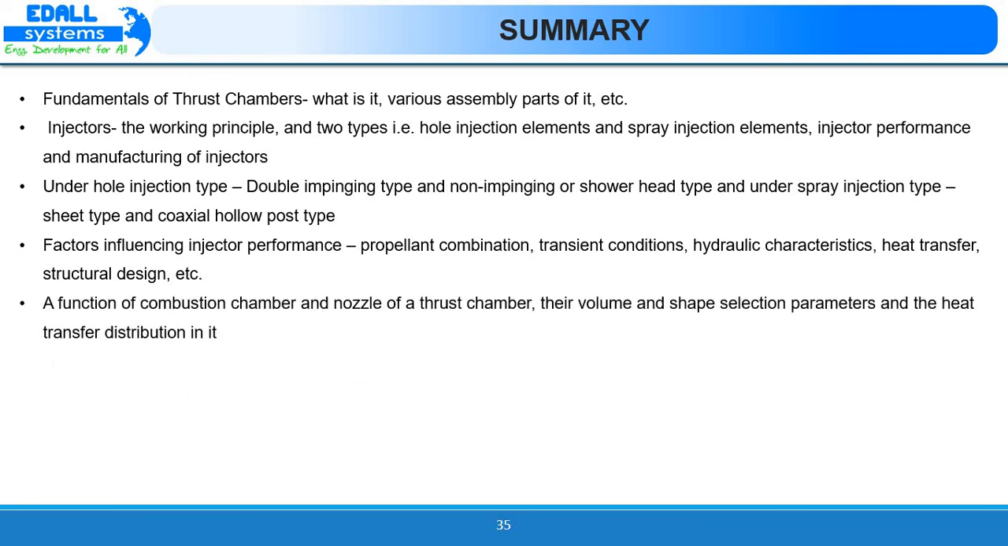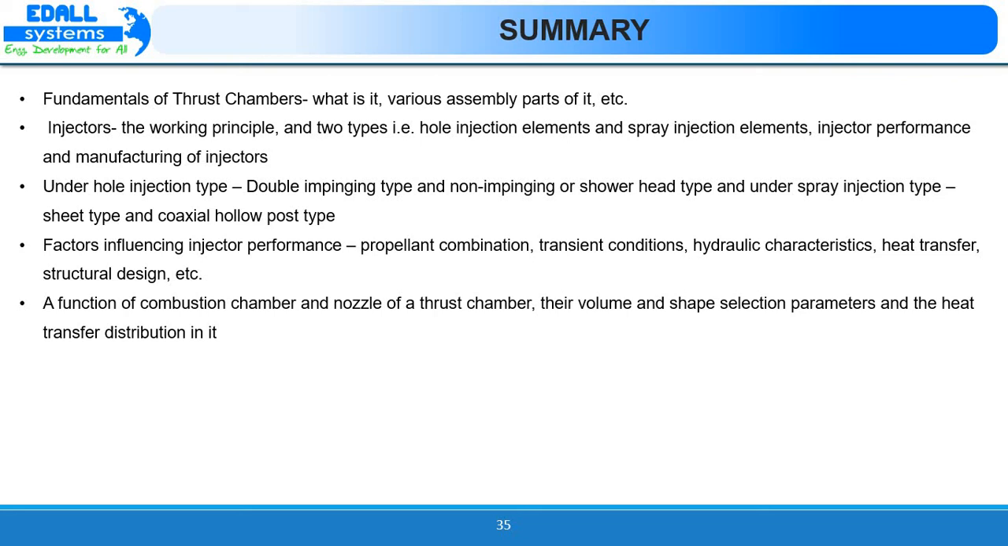Then we discussed the function of the combustion chamber and nozzle of a thrust chamber, their volume and shape selection parameters, and the heat transfer distribution in it. So we have seen factors for selection of the shape and volume of a combustion chamber, like the volume should be good enough that atomization, vaporization, mixing and the reaction, everything should take place, and it should have minimum inert mass. But we have seen that all these factors fight with each other, and a compromise has to be made in the selection of the volume and shape of a combustion chamber.